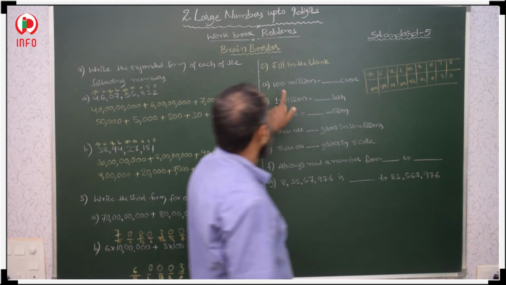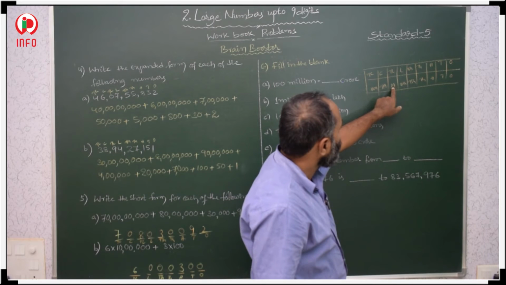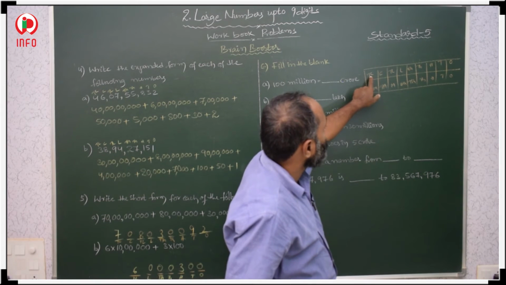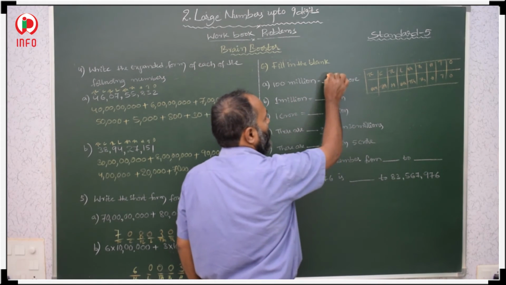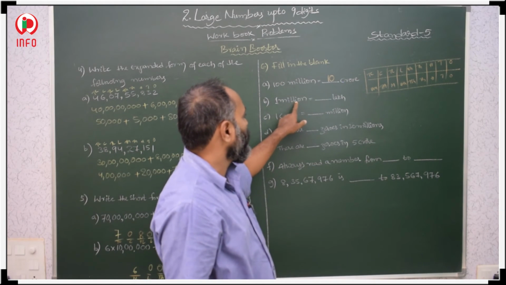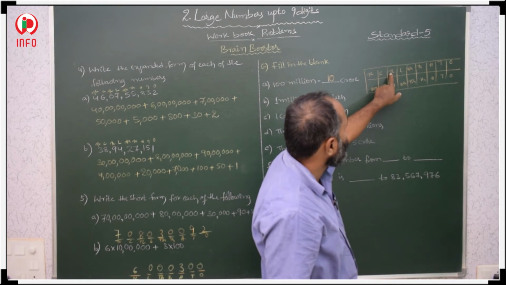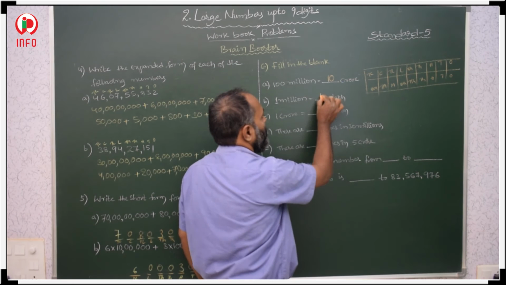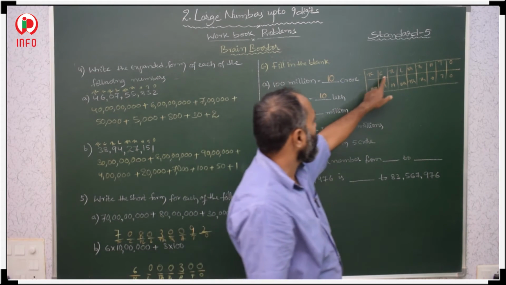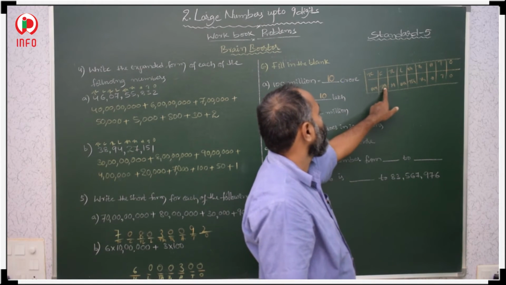Now, 100 million. There is million, 10 million, 100 million. 100 million is equal to how many crores? 10 crores. Like this you have to tell. Then 1 million, where is million? 1 million is equal to how many lakhs? 1 million is equal to 10 lakhs. Then 1 crore, 1 crore is equal to how many millions? 1 crore is equal to 10 millions.